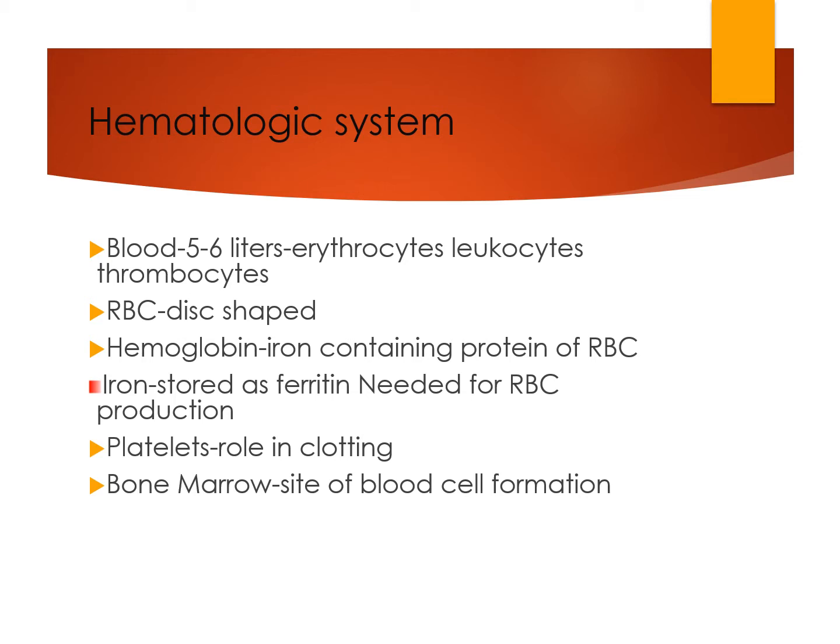The blood itself in the body consists of 5 to 6 liters of erythrocytes, leukocytes, and thrombocytes. The red blood cell is disc-shaped, and it allows for the carrying of oxygen molecules. Hemoglobin is an iron-containing protein of red blood cells, and iron is stored as ferritin, needed for red blood cell production. Platelets have an essential role in clotting, and the bone marrow is the site of blood cell formation.